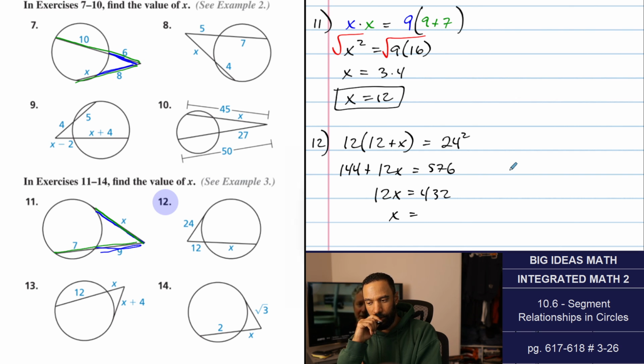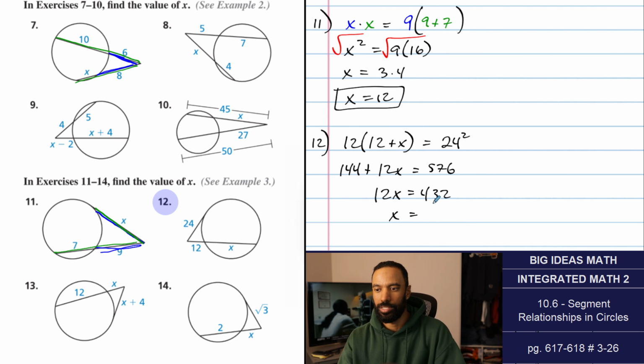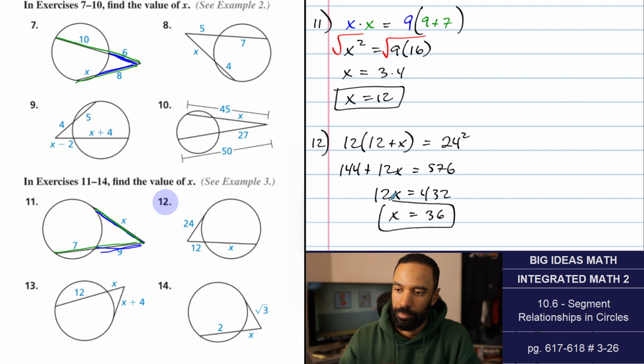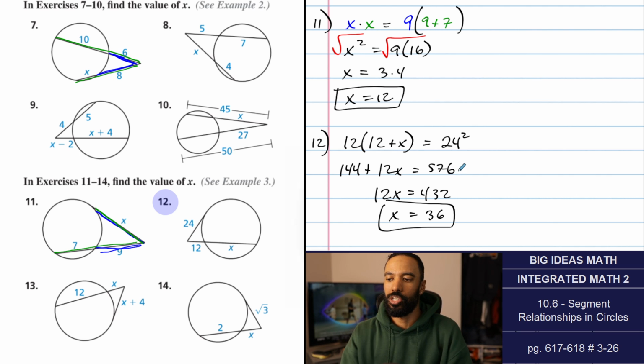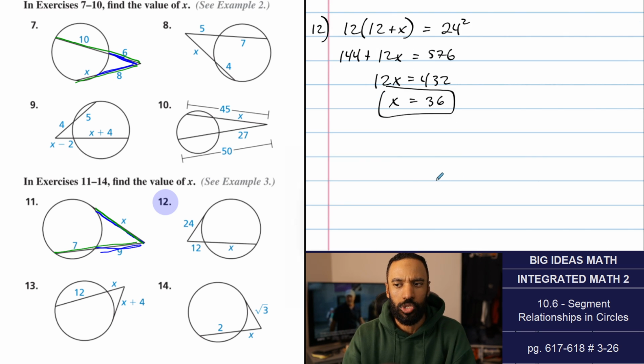360 is 30, 72 is 6, 36. My phone just went off. Let's see if it's important. Not important enough. All right, x equals 36. I'm going to venture the guess. I do believe that's what it would be.